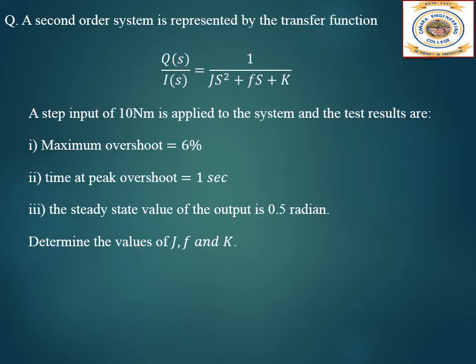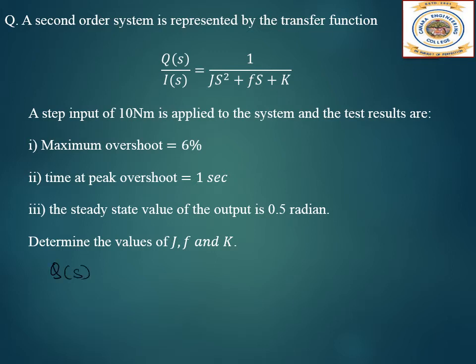So the next question over here is a second order system is given, which is Theta of S by T of S equal to 1 by J S square plus F S plus K. A step input of 10 Newton meter is applied to the system and the test results are as follows. Maximum overshoot is 6%. Time at peak overshoot, that is TP, is 1 second. Steady state value of the output is 0.5 radian. We have to determine the values of J, F and K. So how do we start with this one? First thing, as we have done previously, we have to take the transfer function.